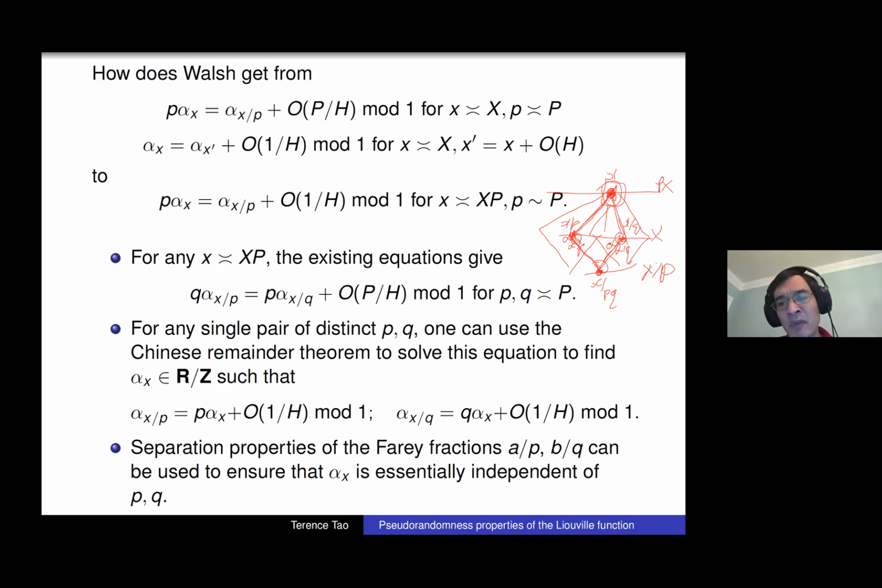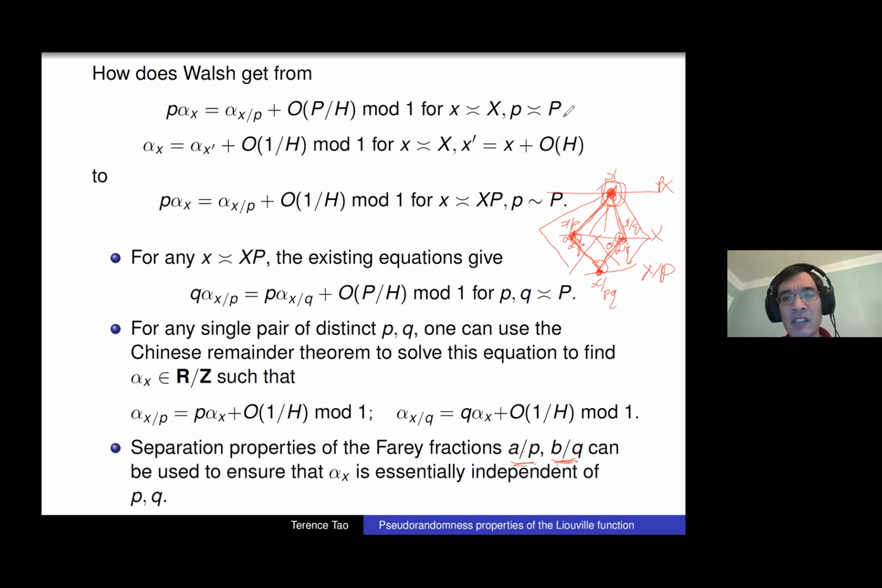And this you can do from elementary number theory. The key fact ultimately is that fractions a over p and fractions b over q are kind of separated from each other when p and q are different primes. That's a very classical fact in number theory, and that's what makes this extrapolation step work, and it iterates quite nicely. So that's the state of the art of where we're at right now.